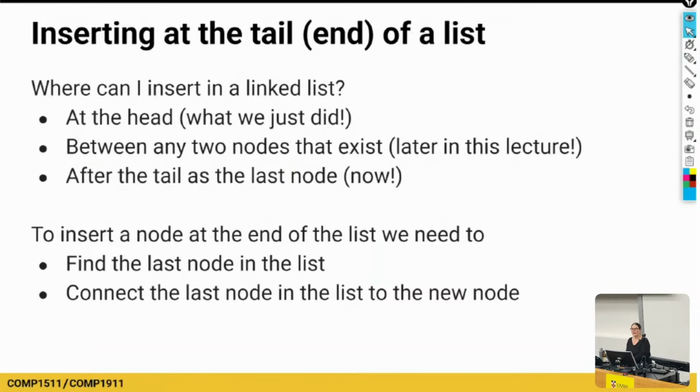Now, in order to add a node to the end of the list, the first step is finding that last node in the list, because that's what we want to connect it to. Once we've found it, then we just connect up those pointers. So that's what we have to do. How do we find the last one in the list, do you think? Yep. While loop, while current is not equal to null.